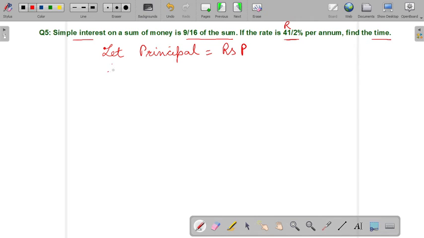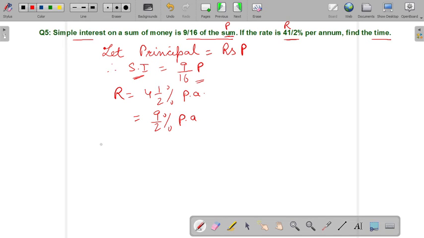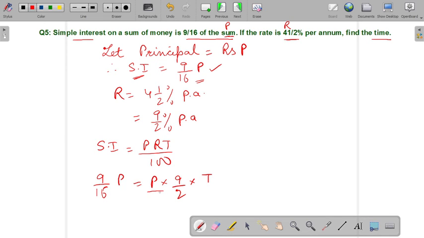So what should be the simple interest? Simple interest, therefore, it would be 9 by 16 of the sum. Sum means principal. So 9 by 16 of principal. And here rate is given 4, 1 by 2% per annum. So it would be 9 by 2% per annum. Now, since we have got the simple interest in the form of principal, we will be using the simple interest formula here. Again, PRT upon 100. Simple interest is given 9/16 P, and we will keep this P as it is. Rate is given 9/2 and time we have to find out.